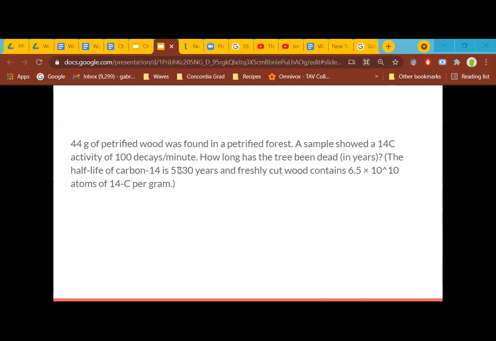That's the last question we'll do. I also like this question, kind of like an assignment-type question. So this one, we should be comfortable doing. Okay, so we have 44 grams of petrified wood.